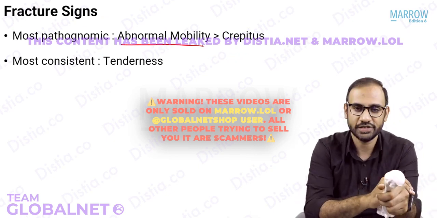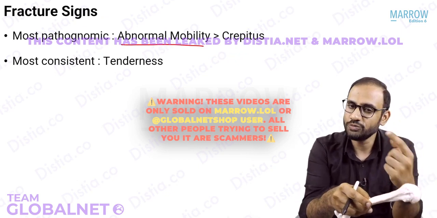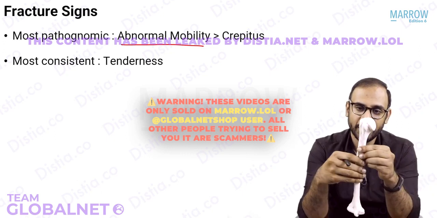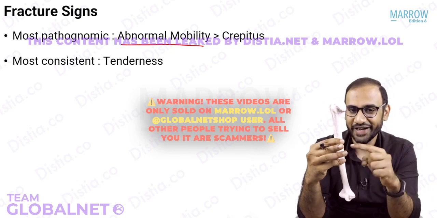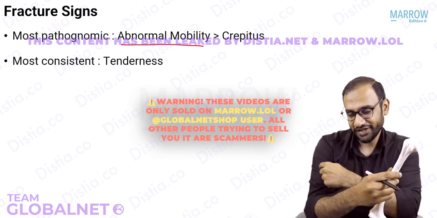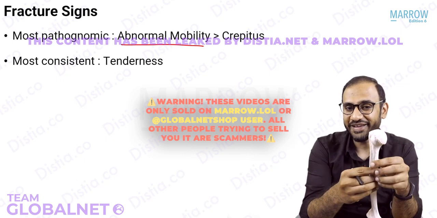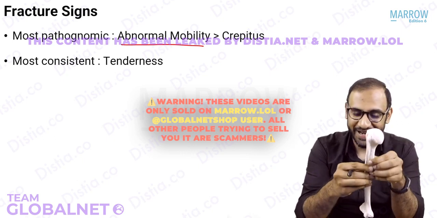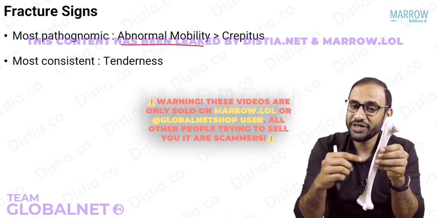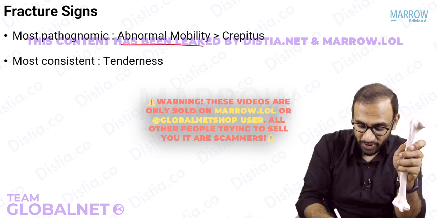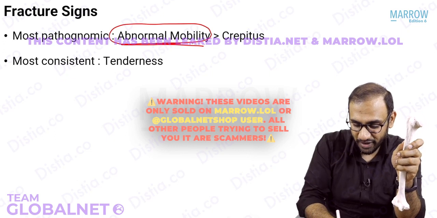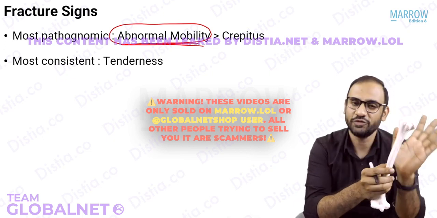Now let me explain what this is. Normally, your body is supposed to move at the joints. For example, your upper limb is supposed to move at the shoulder or the elbow. It is not supposed to move right here in the middle. If it moves here right in the middle, what does it imply? It's not a superpower. It implies there is a fracture here. There is a discontinuity in the bone because of which it is moving here. Okay, so loss or abnormal mobility. Abnormal mobility is a pathognomic sign of a fracture.